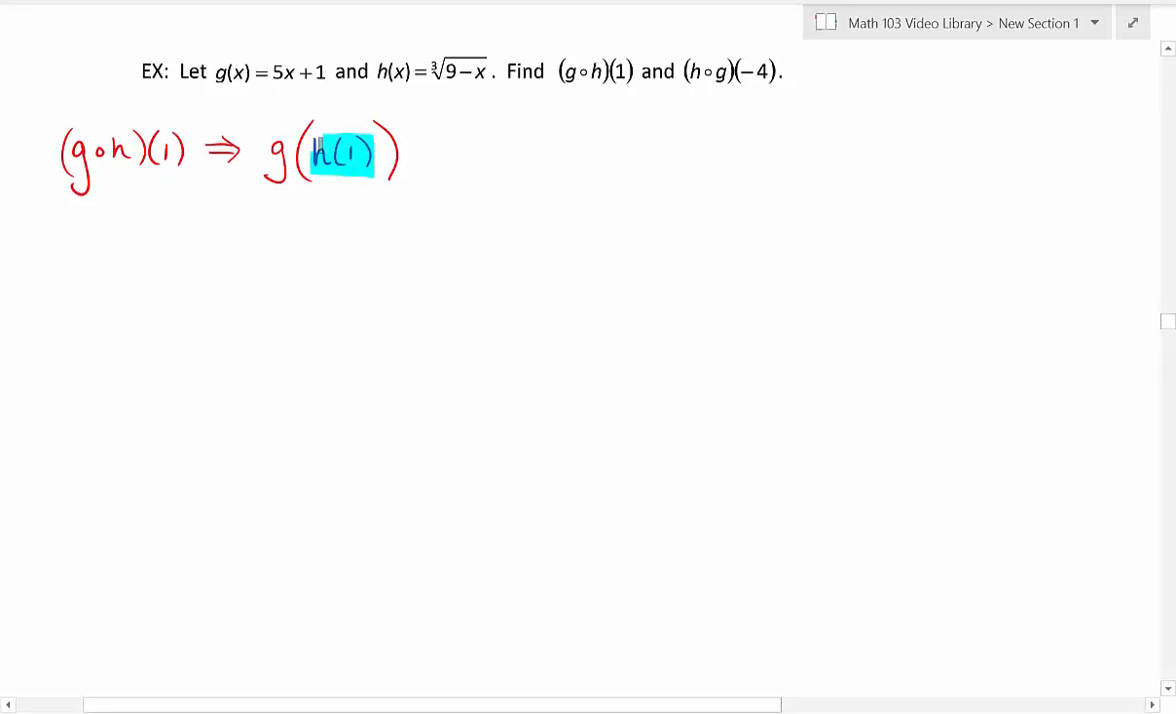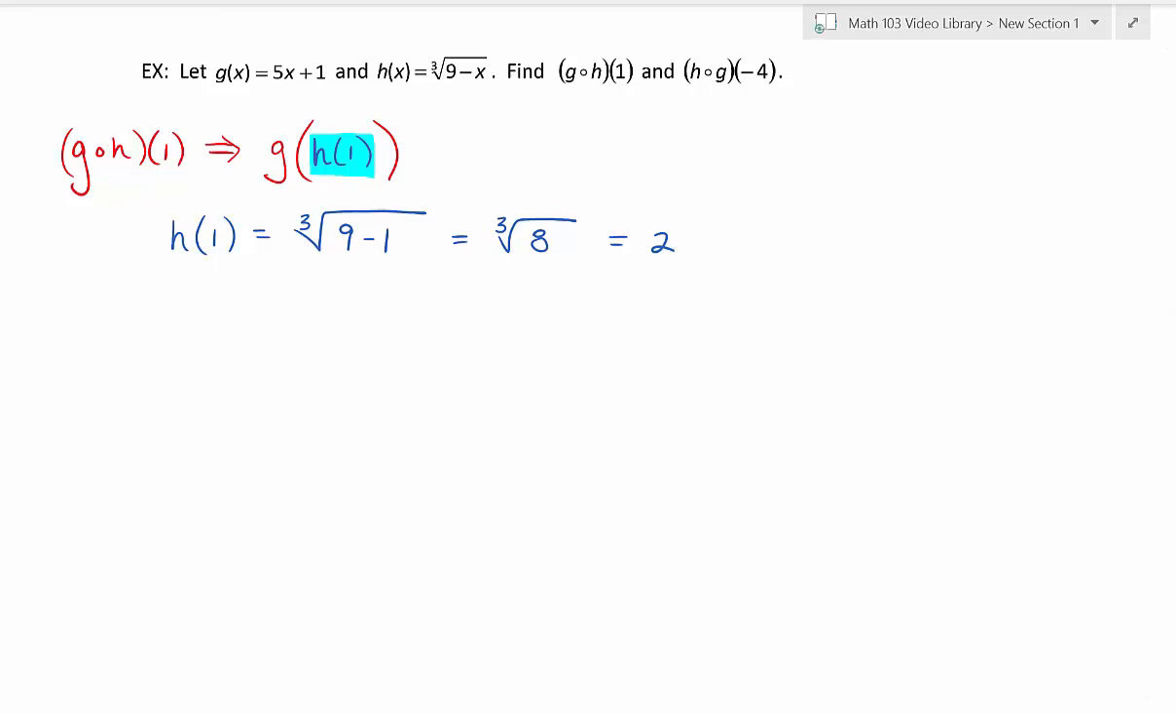We always start on the inside. That's order of operations, innermost parentheses. So we start on the inside and we want to find h of 1. This is that original input being put into the first function. Plugging 1 into our function h, that's the cube root of 9 minus 1, which is the cube root of 8, which is equal to 2. So that first function has now outputted the number 2.